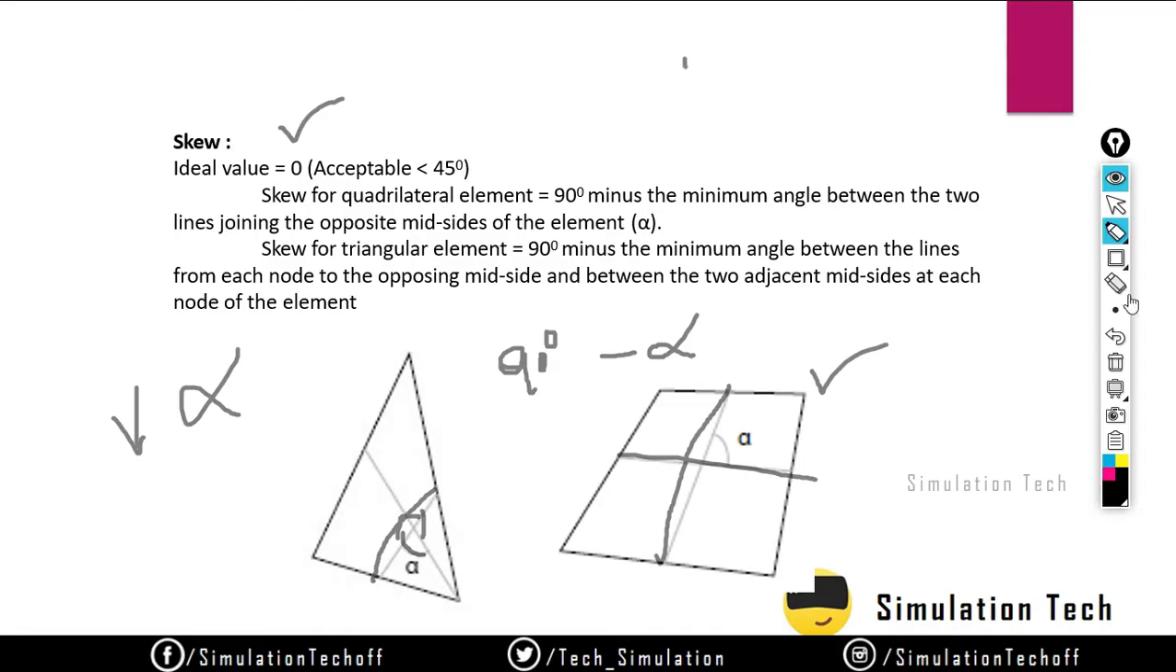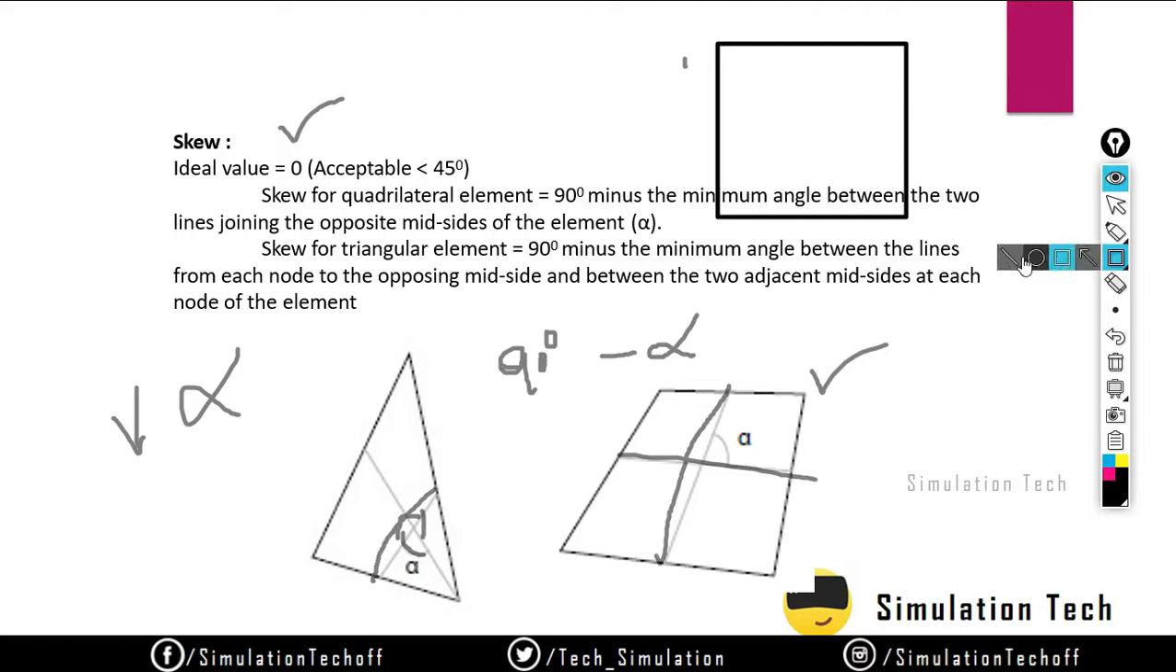Why is it 0? If I have a perfect quad, obviously all the angles will be 90 degrees, right? So 90 minus 90 is 0. So the ideal value here is 0. If it is deformed something like that, there will be an alpha value, and that alpha value should be less than 45 degrees. If it is more than 45, it is not acceptable. So that is the rule. We call it skew.